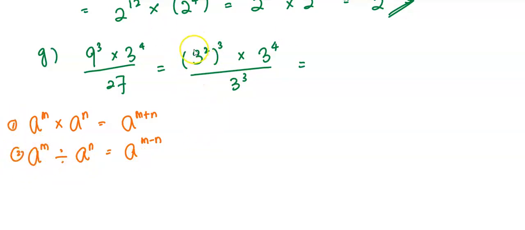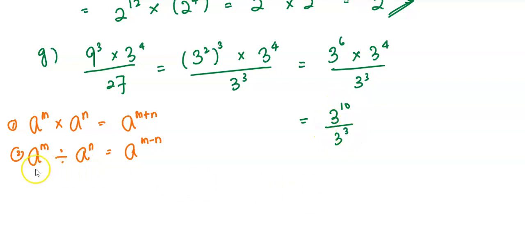So now apply the first rule for the numerator. You got 3 power of 6 multiplied by 3 power of 4 over 3 power of 3. That is 3 power of 6 plus 4. That will be 10 divided by 3 power of 3. You can see that the 3 is your a, and now you have the same base, and the operation is division. So according to the rules of indices, the power needs to be deducted. That is 10 minus 3. That will be 3 power of 7.